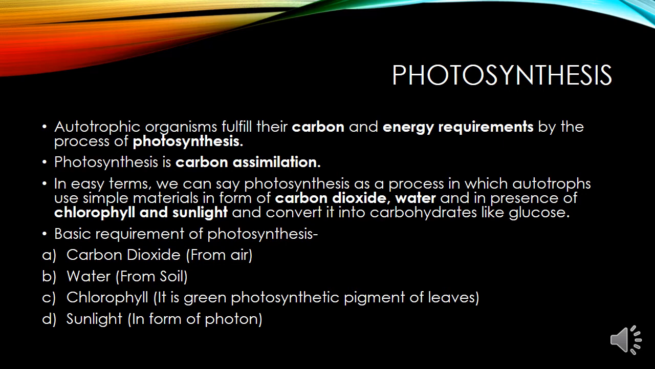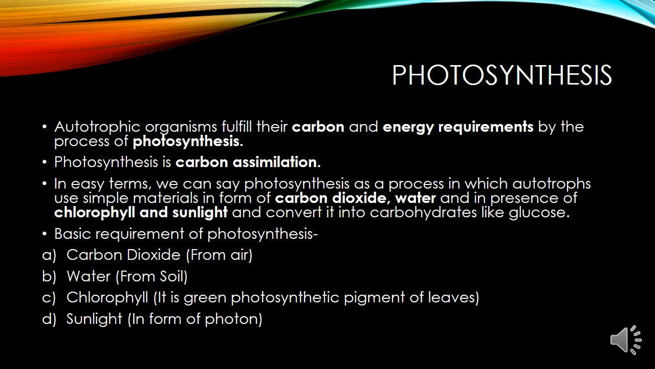Now what are the basic requirements of photosynthesis? Number one is a gas, that is carbon dioxide. Green plants obtain it from the atmosphere. During respiration, we inhale oxygen and give out carbon dioxide. Carbon dioxide is a poisonous gas, but this gas is used by green plants to convert it into food. Next is water. Water is obtained from the soil, which is absorbed by the root system of the plant.